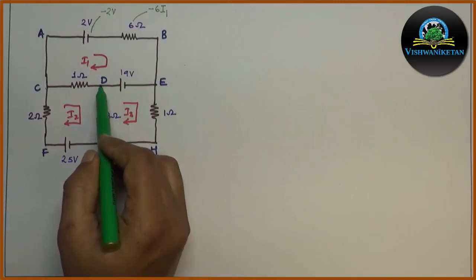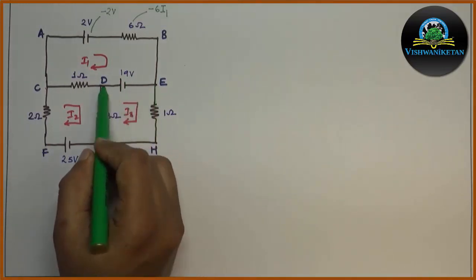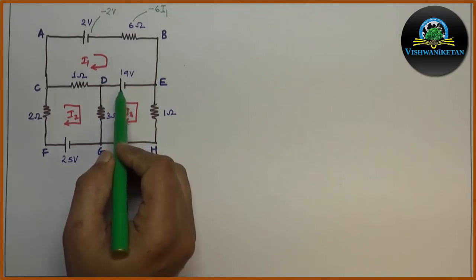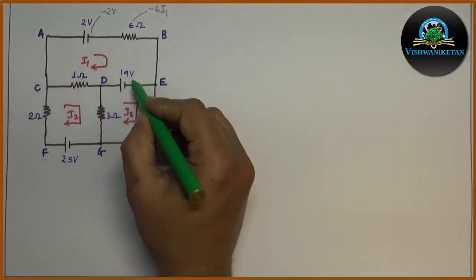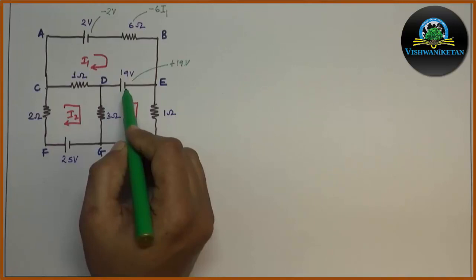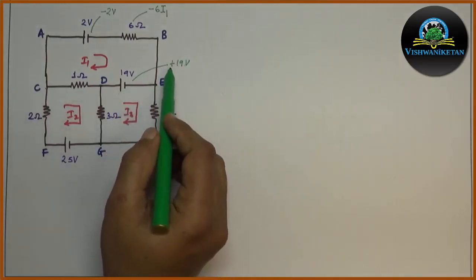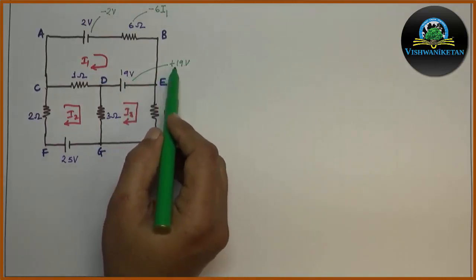Next we will move to E to D. E to D we have a 19 volt battery. As per sign convention, when we move from E to D, the first terminal appearing will be negative and the second terminal appearing will be positive. So there is an increase in voltage, that is from negative to positive. Hence, as per sign convention of KVL, we will write 19 volt in the equation as plus 19 volt.